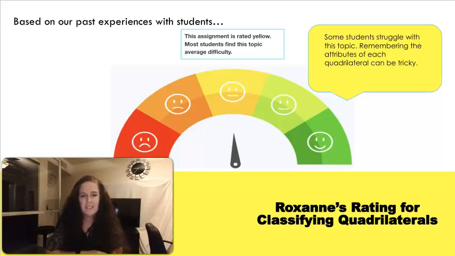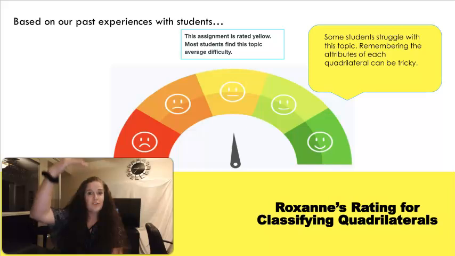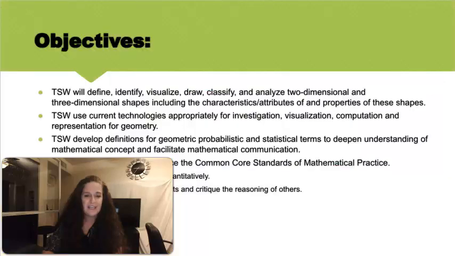So this is rated a yellow activity, so it's about average difficulty. The tricky part for some people is just remembering all the attributes and which belong to the one above it and which do not. And that'll make more sense as we go through this.